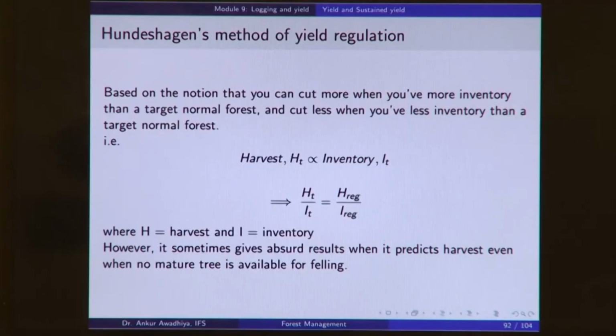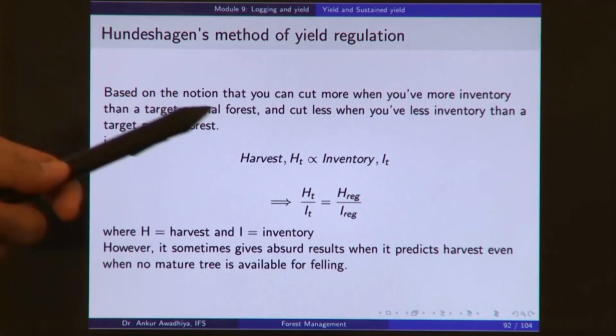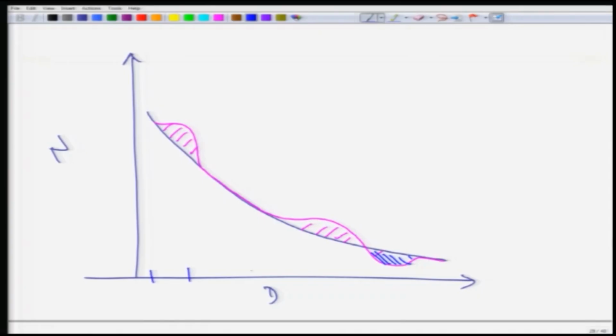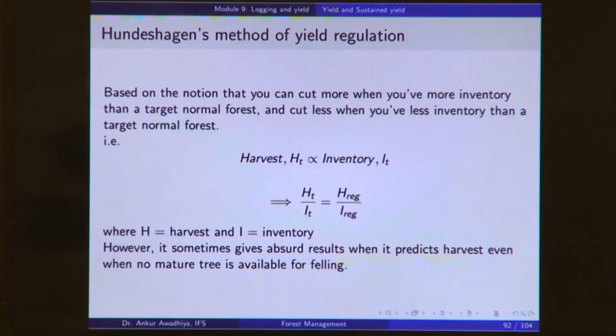like this in perpetuity. Now, this method says that when you have more inventory, now in the case of our selection forest, we are looking at inventory in different diameter classes or age classes, but in the case of the Hundeshagen method, they only talk about the total inventory, the total volume of timber that is available in your forest.